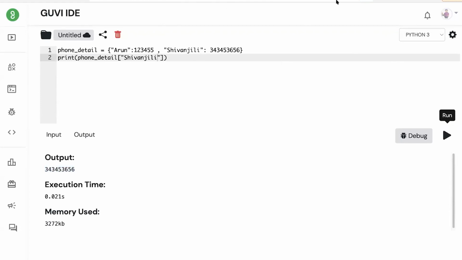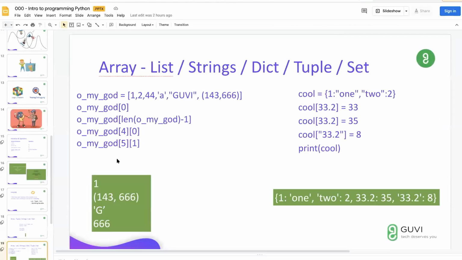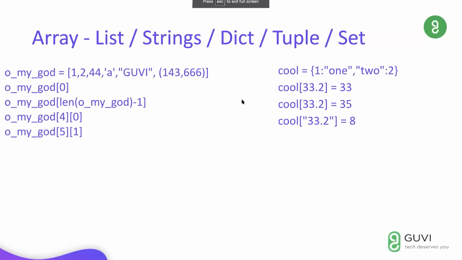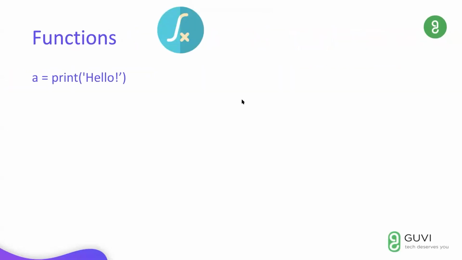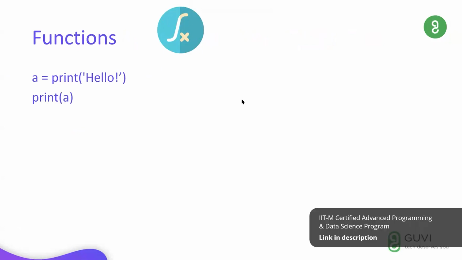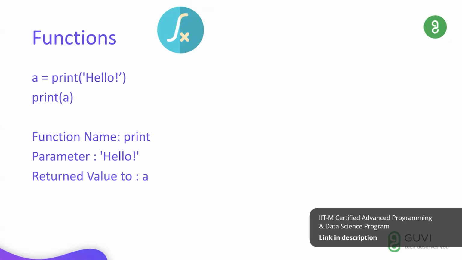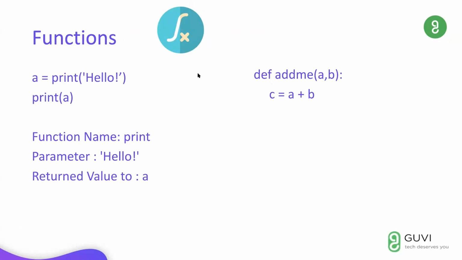So that is the next thing. Then what else? Functions. As I said, you have already used most of the functions right now. One is print, and the same way you can write your own function also. You use def, which means definition, and then the function name. Like print, I call mine add me, and then the parameters. If I give them, it will add, print, and then return.